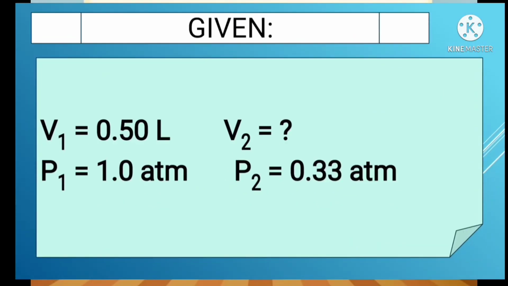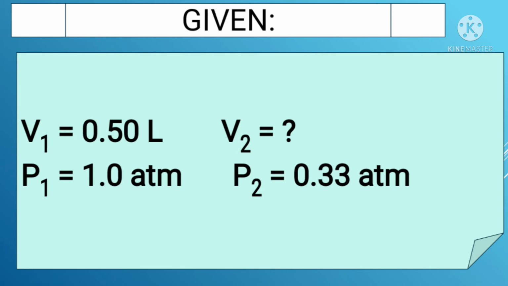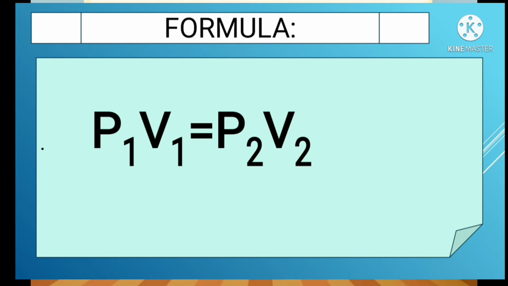So what are the given? Our V sub 1 or initial volume is 0.50 liter. Our P sub 1 or initial pressure is 1 atm or 1 atmosphere. Our P sub 2 is 0.33 atm or atmosphere. So we are looking for the final volume. So our formula would be P sub 1 multiplied by V sub 1 is equal to P sub 2 multiplied by V sub 2.